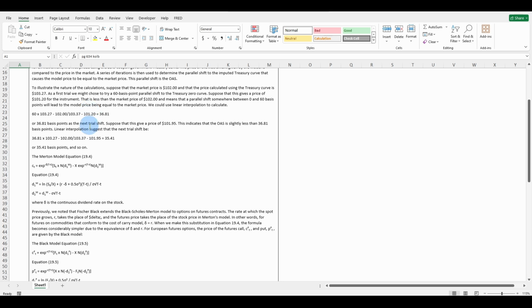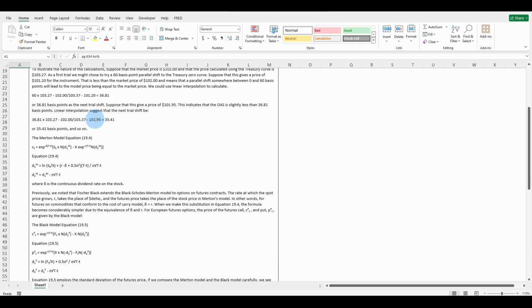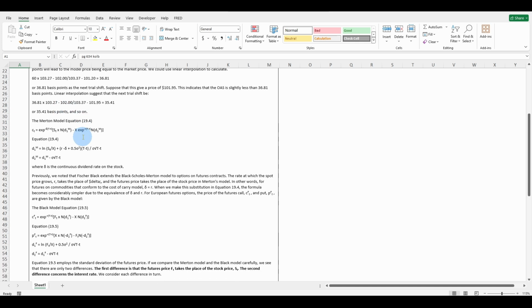We can use linear interpolation to calculate 60 times (103.27 minus 102) divided by (103.27 minus 101.20) equals 36.81, or 36.81 basis points as the next trial shift. Suppose that this gives a price of 101.95. This indicates that the OAS is slightly less than 36.81 basis points. Linear interpolation suggests that the next trial shift be 36.81 times (103.27 minus 102) divided by (103.27 minus 101.95) equals 35.41, or 35.41 basis points, and so on.